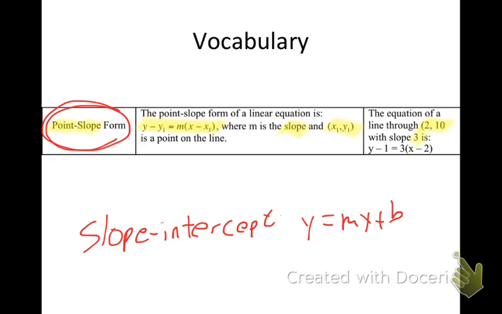When I have those two tidbits of information, I plug them in, and now all of a sudden it's in point slope form. Okay, so notice here, they have the point (2, 10), the slope of 3. There should be a 10 there. Should be y minus 10 equals 3 parentheses x minus 2. And now that's in point slope form.